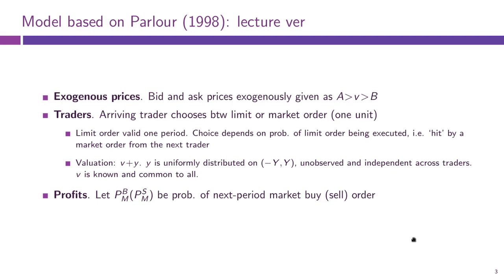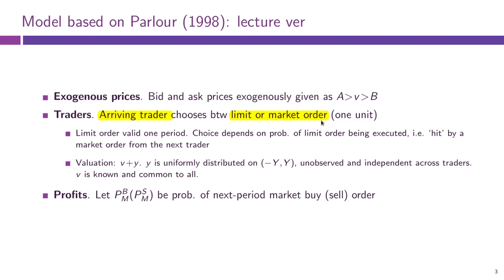What we assumed in the lecture is that there is one asset, as usual, with fundamental value V, and this time this V is commonly known, so there is no adverse selection. We assume that there are some exogenously fixed bid and ask prices, A and B. And we assume that every period there was one trader arriving at the market. This trader was choosing between buy and sell, of course, and also between limit and market orders.